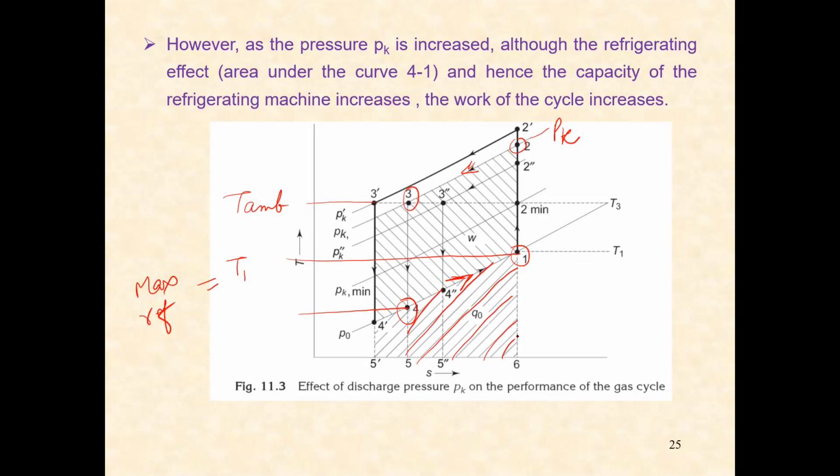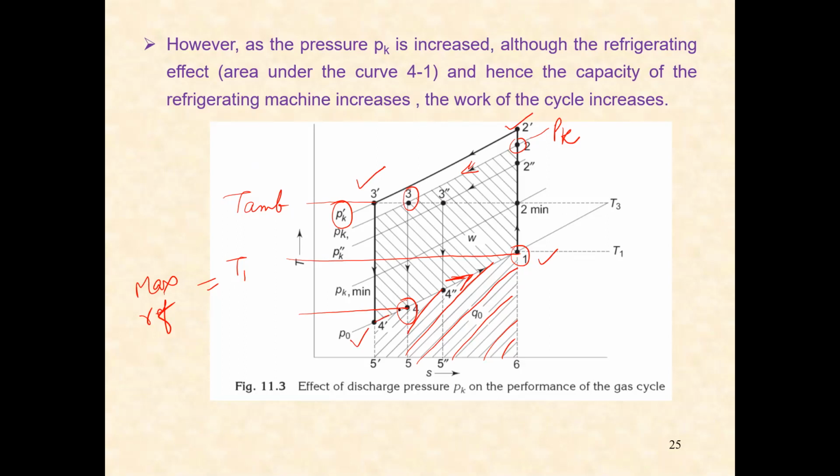Now if I increase the pressure further to, say, Pk dash, what will happen in that particular case? The cycle followed will be from 1 to 2 dash to 3 dash to 4 dash. So what do you find here in this particular case?